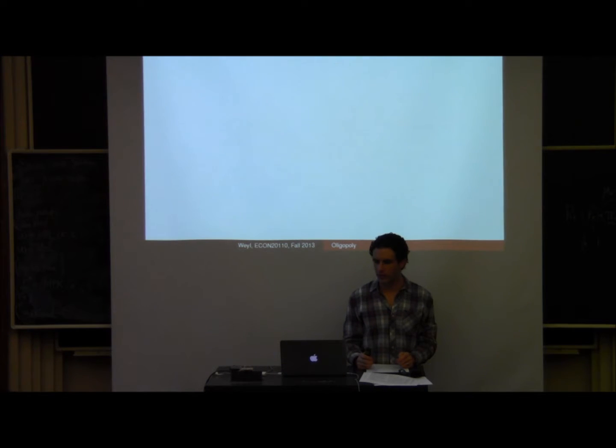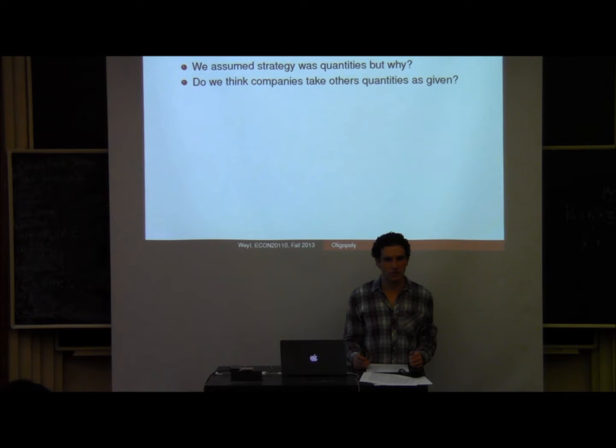Okay, so if we have this broad concept, the key question is, what are the strategies of players? What do they take as given that other people are doing when they take their action? Now, we assumed that strategies were quantities, right? But there's no reason that they have to be quantities, right? Do we think that companies, when they're choosing how much to produce, take as given the quantity that other companies are producing? Why shouldn't they take as given the prices that other firms are producing?